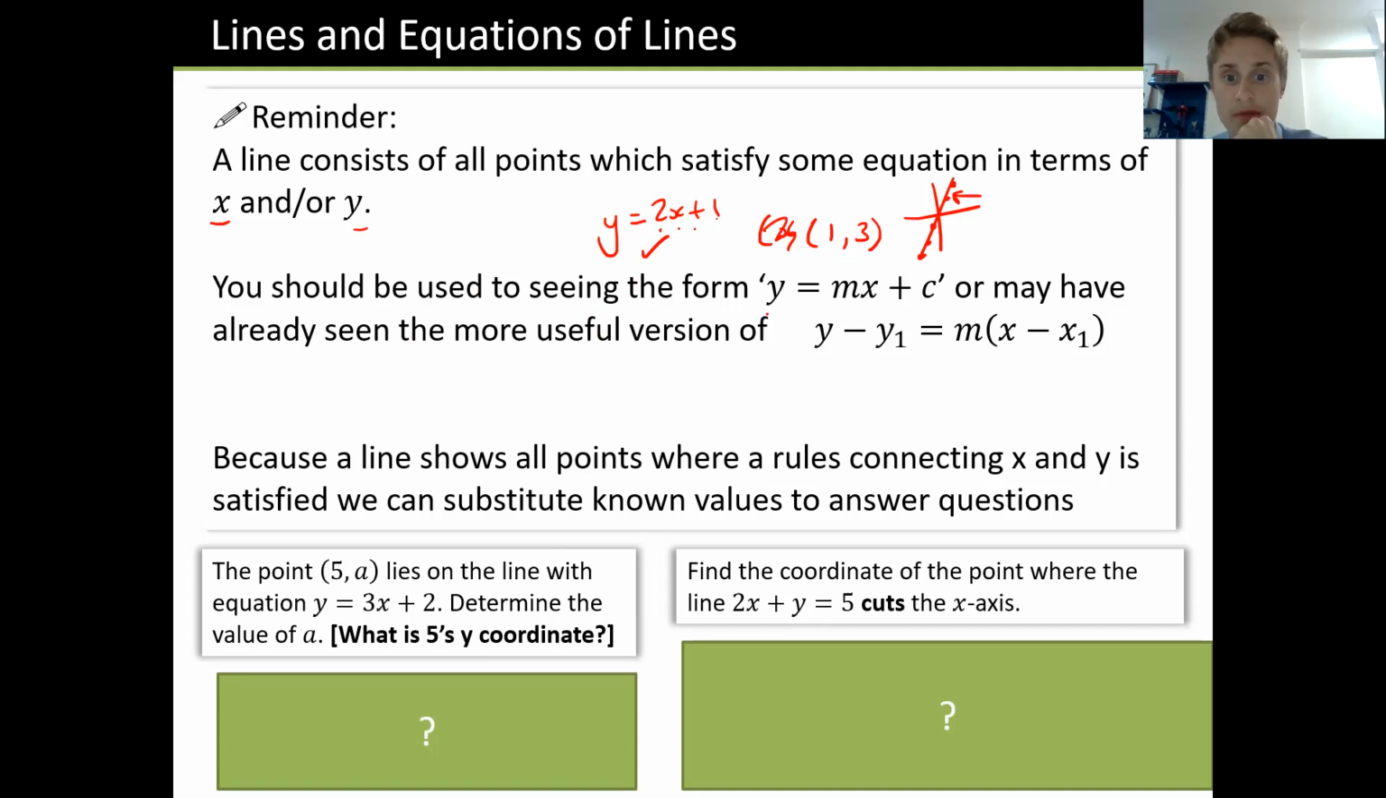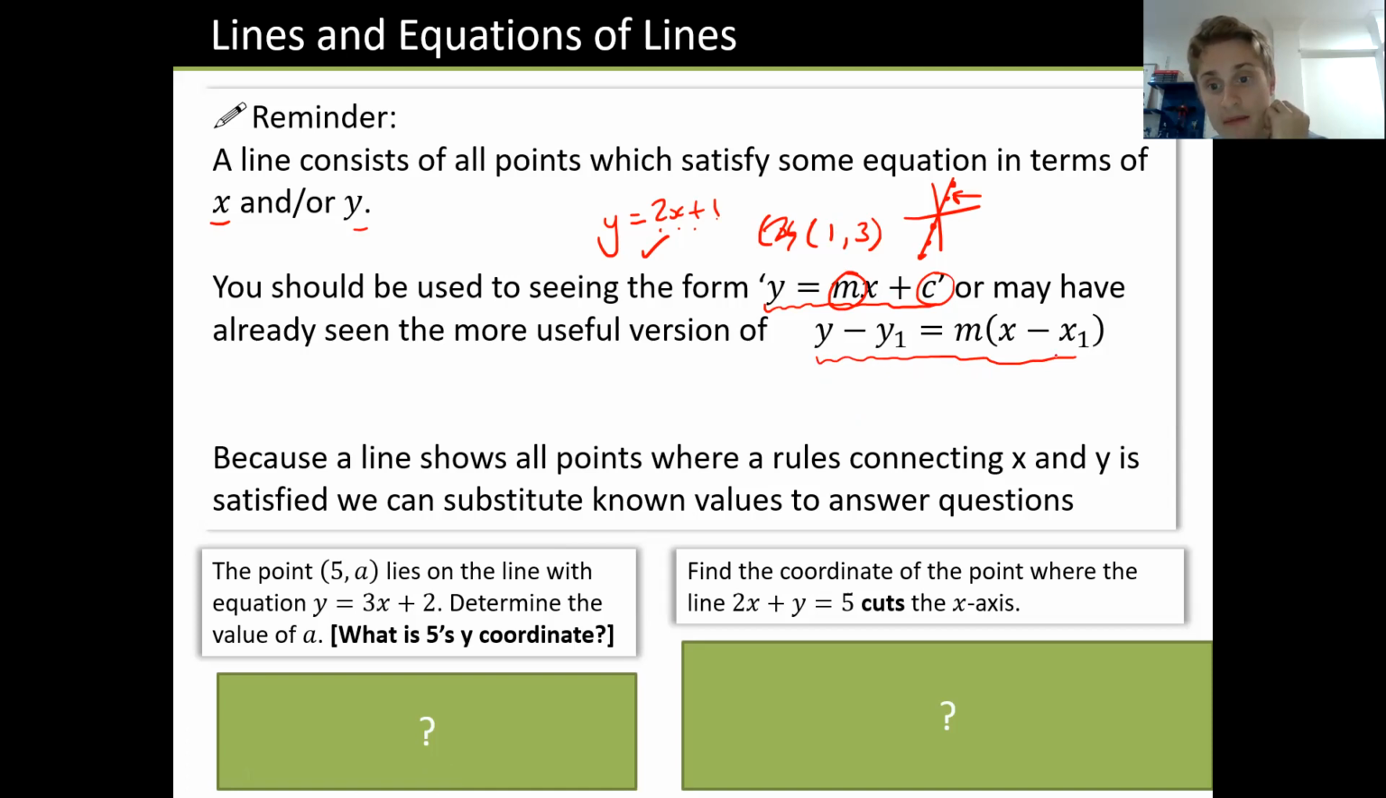You should be used to seeing the format y equals mx plus c. So m standing for the gradient, c standing for the y-intercept, x and y staying as variables because those parts can change. m and c are constants. Once you know them, you know them. If you have already seen this format here, so this is another way of writing a straight line, then you're at a bit of an advantage.